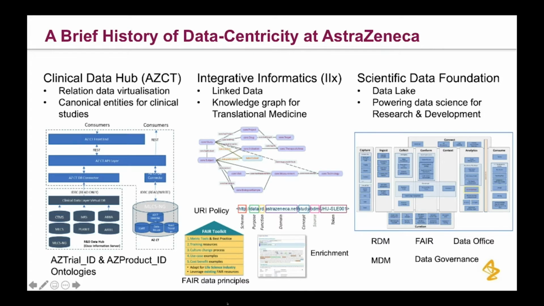So a little history to start off with of what data-centricity at AstraZeneca R&D has been. It really breaks down into three main projects. The first is around Clinical Data Hub, also referred to in this slide deck as AZCT or AstraZeneca Clinical Trials. This was an approach to try and overcome the fragmentation that was associated with our clinical study information. Clinical studies are a complex beast, and they're run by 5 to 10 transactional systems that capture the operational management and execution of a clinical study.